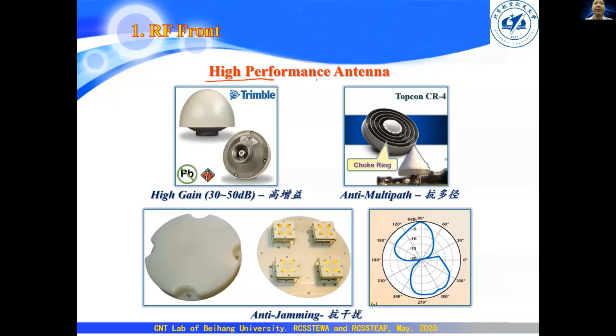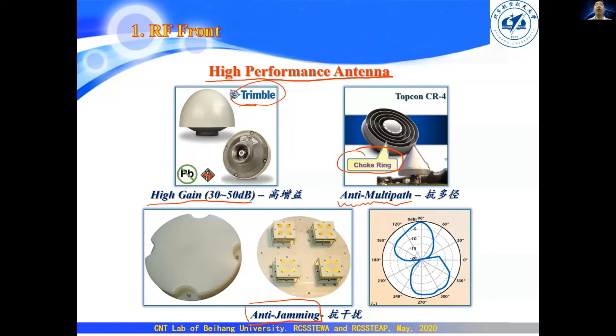For example, this is from Trimble. They have very high gain, about 30 to 50 dB. And this is from Topcon. Inside they have a choke ring, which gives much better anti-multipath performance. And for this antenna array, they have anti-jamming performance. Okay, these are a lot of different types of high performance antennas.